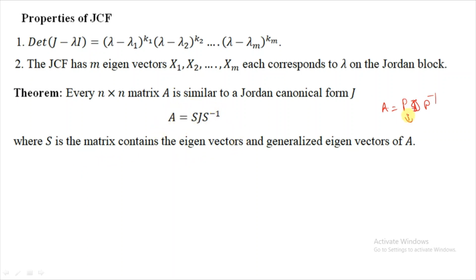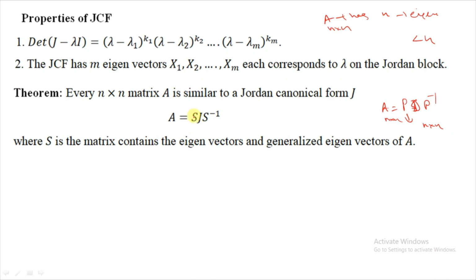If P contains the total eigenvectors, suppose A is an n by n matrix, this P contains n eigenvectors. Otherwise, A is not diagonalizable. If it has n eigenvectors, it's diagonalizable. Suppose the n by n matrix A has n eigenvectors, then it's diagonalizable. Suppose it does not have n eigenvectors, fewer than n, that means it's not diagonalizable. In that case, it's a special case: the Jordan canonical form.